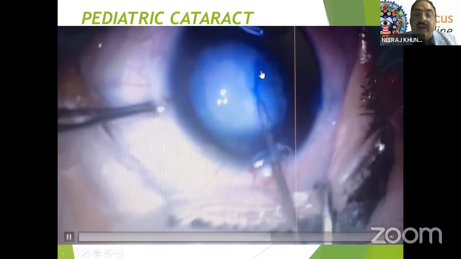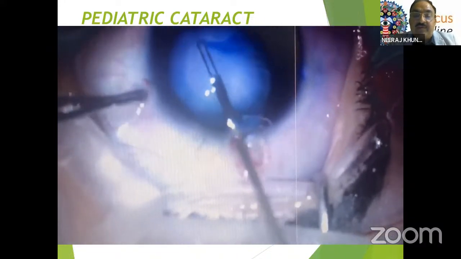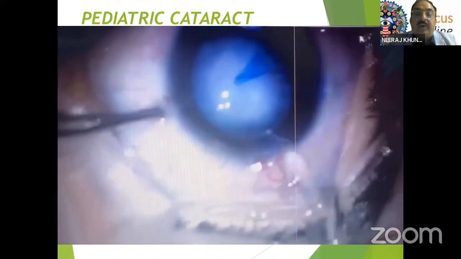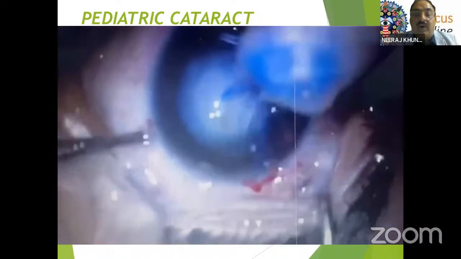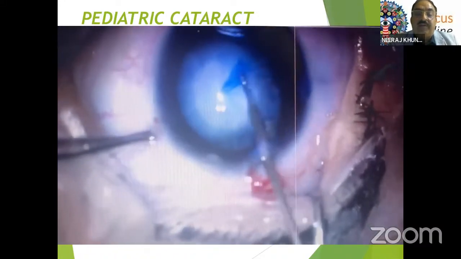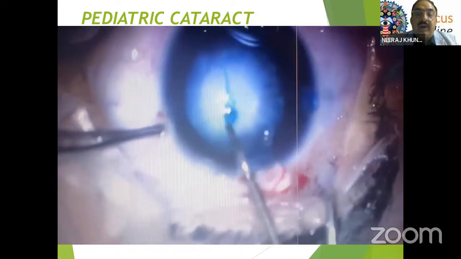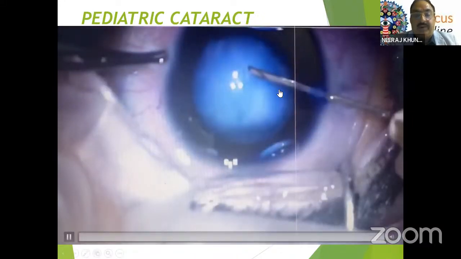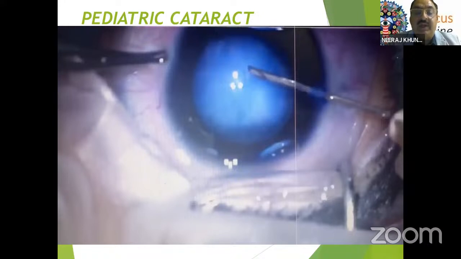And once we have completed this, we enter from the main port because we don't want the capsule to go into the periphery. And this is how it is completed. So again, I am saying the most important part here is the centripetal force, use of forceps, and you may have to change the port entry.